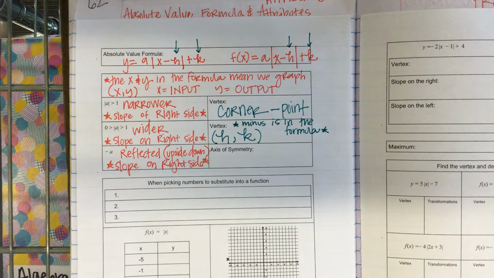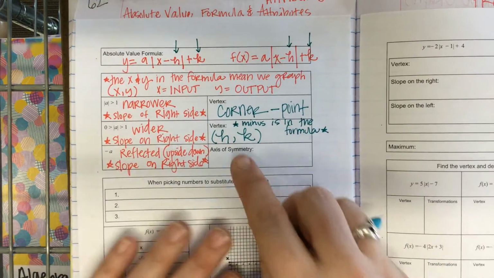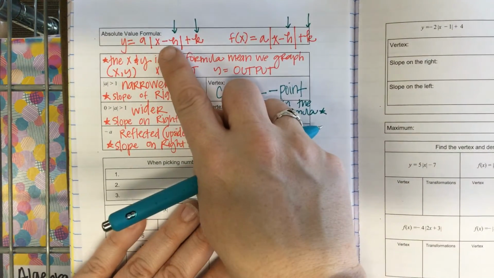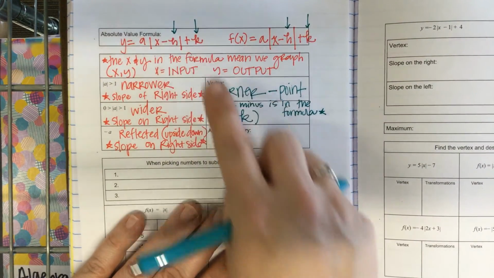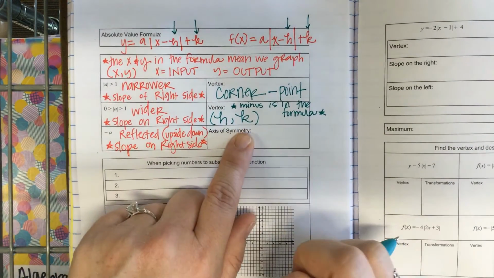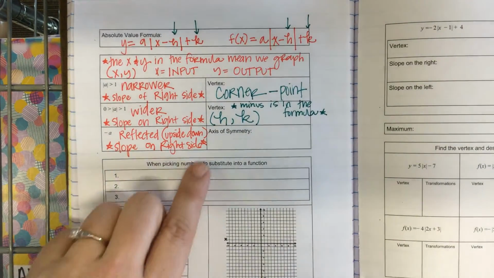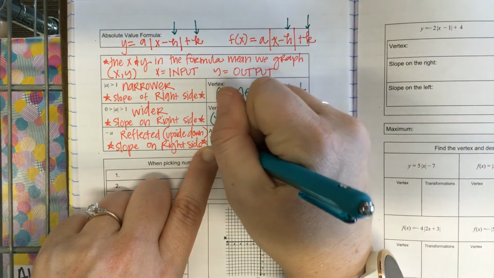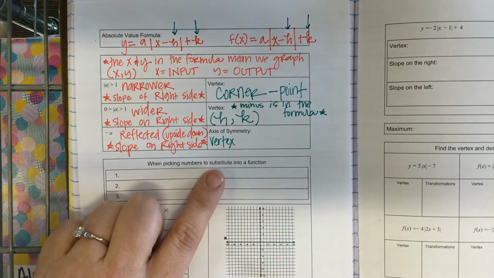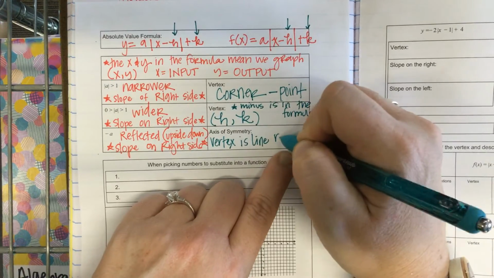The vertex is the corner, the turning point, the division between the left and the right side. And here's my values, H and K. The axis of symmetry: symmetry means that if I folded it in half, it would line up. The vertex is the line of reflection.